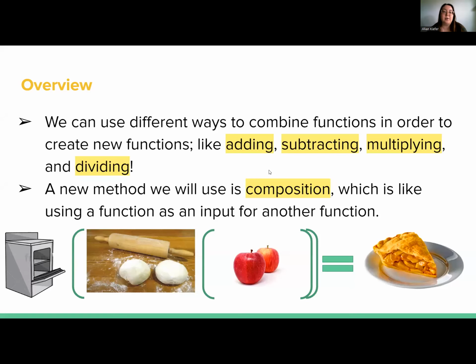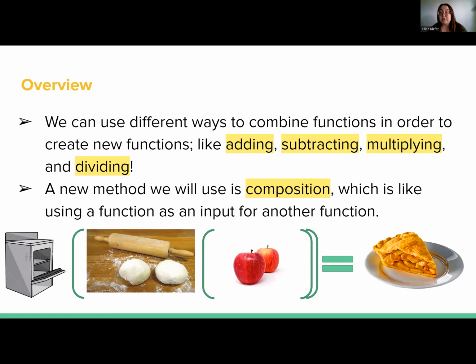As an overview, we can use different ways to combine functions in order to create new functions. These are things like adding, subtracting, multiplying, and dividing. These are all things that you're going to be familiar with. So we have those four basic ways of combining functions, and then we're going to introduce one new one. The new one being composition. So a new method that we're going to use is composition.